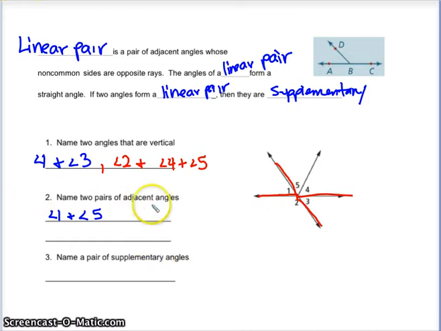Now, two pairs of adjacent angles, you had to give me another one. Another example of some adjacent angles could be, say, angles 4 and angle 3. And then some supplementary angles, those angles that add up to be 180, and in this case they are also a linear pair. Look down here, angles 2 and 3.